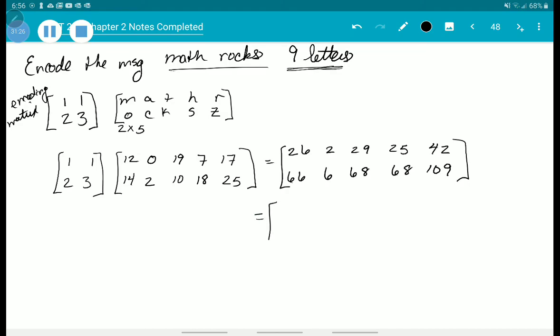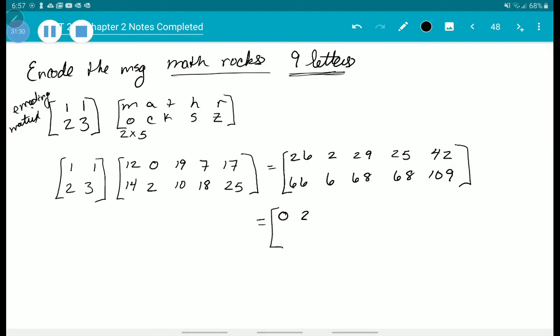Then we need to apply our modulus. So 26 under mod 26 is 0. 29 under mod 26 is 3. 42 under mod 26 is 16. 66 under mod 26 is 14. 68 under mod 26 is 16. 109 under mod 26 is 5.